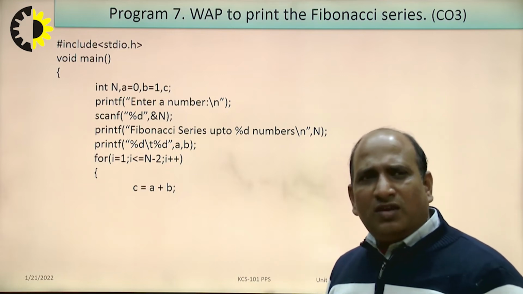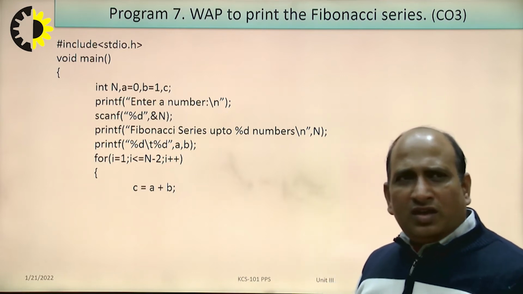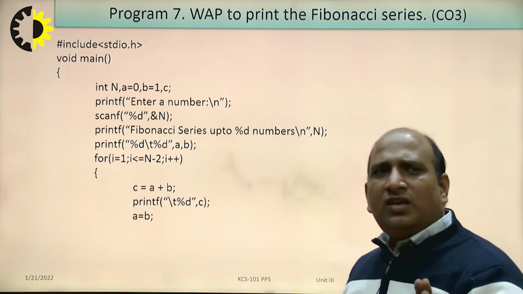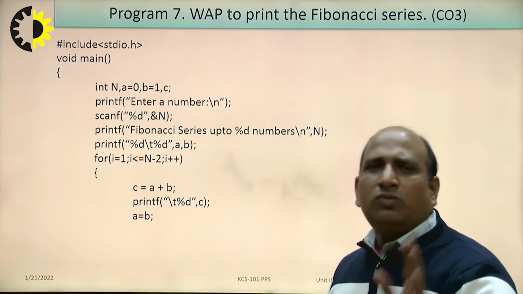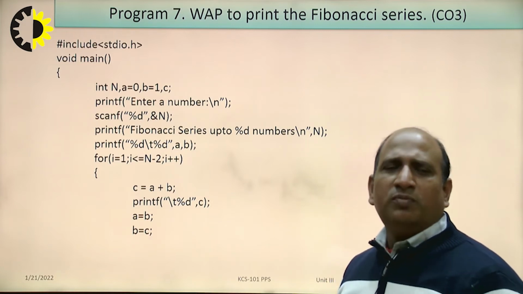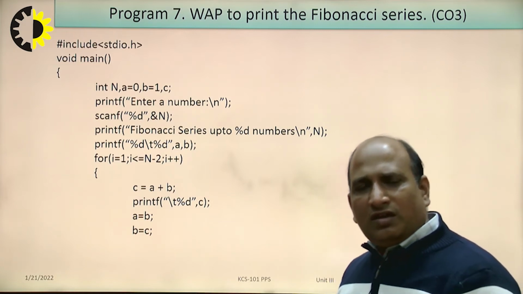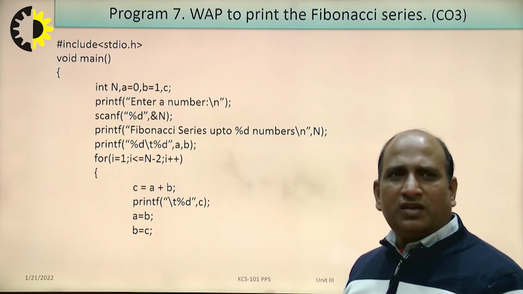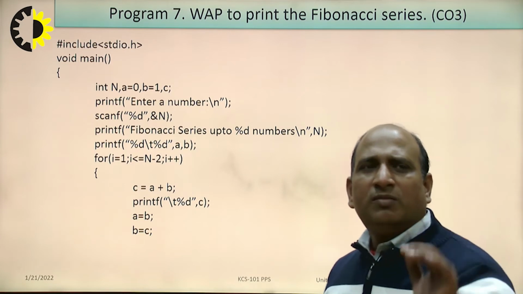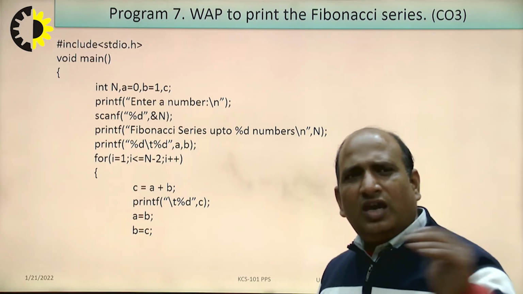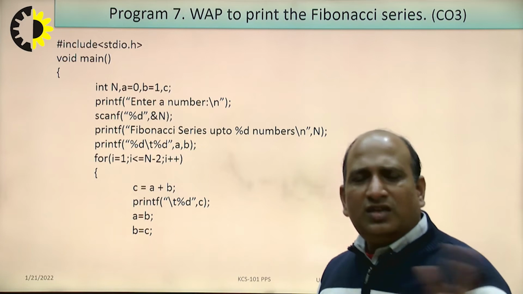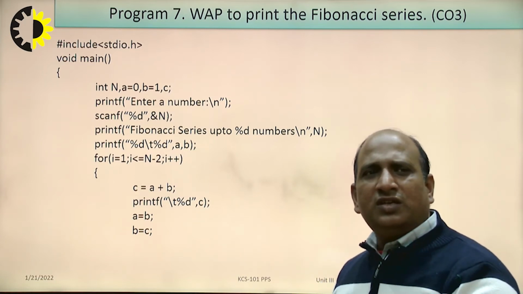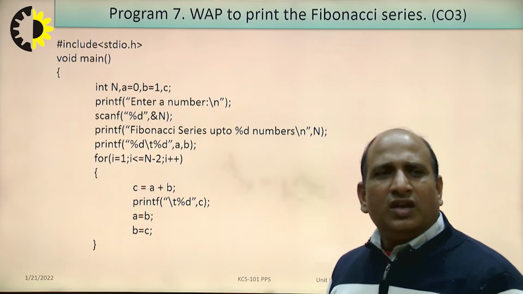Now what do we have to do? We have to make B as A. I have assigned B to A and C to B, so that the previous two terms are updated for the next term, and C has already been printed there. C is computed and printed. Then the terms are replaced: A becomes B and B becomes C. Now C is again computed and printed.